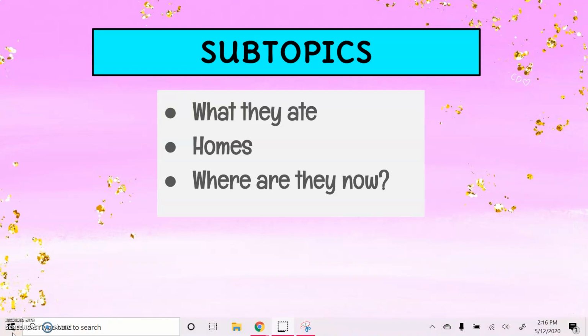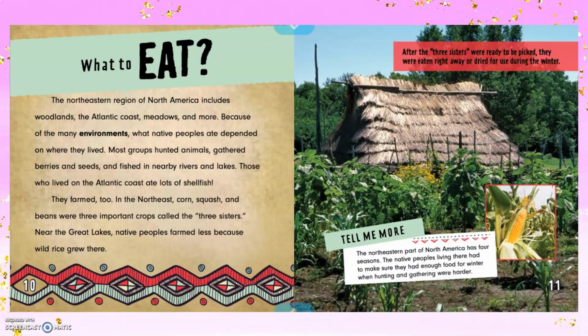The subtopics that I'm going to focus on today for my research and writing in my Venn diagram to model for you are what the Native American tribes ate, their homes, and where they are now. So let's dive into our text to see what we can find out about our Native American tribes. Here I have a page or pages from a Get Epic book about the Lenape tribe.